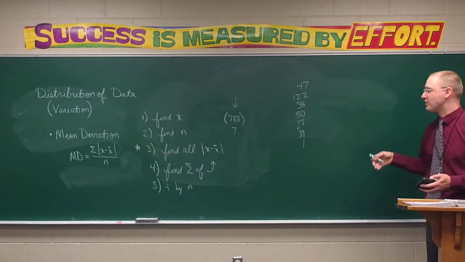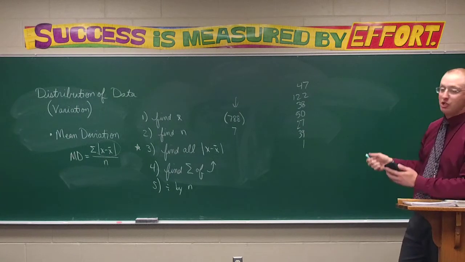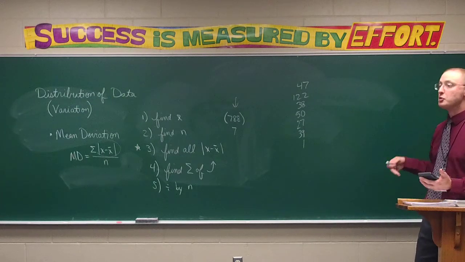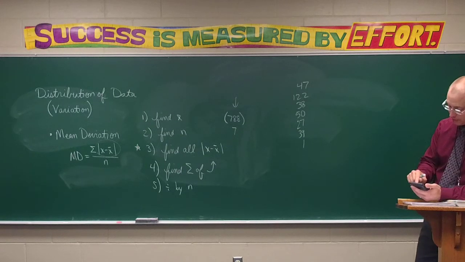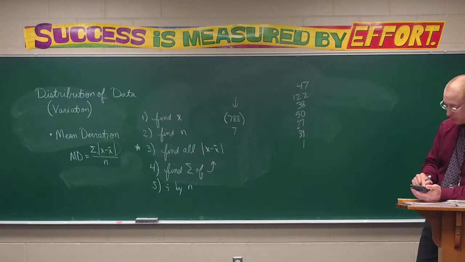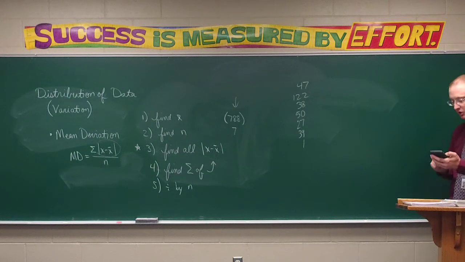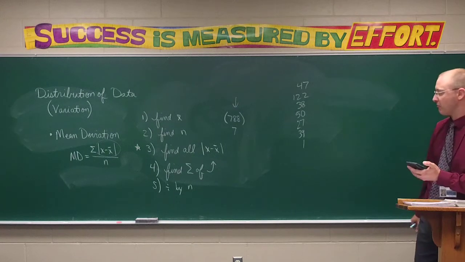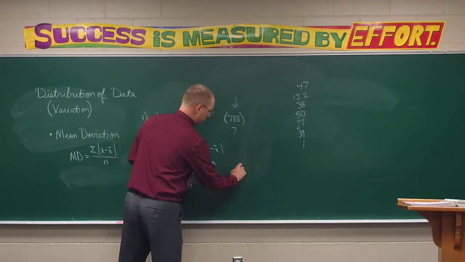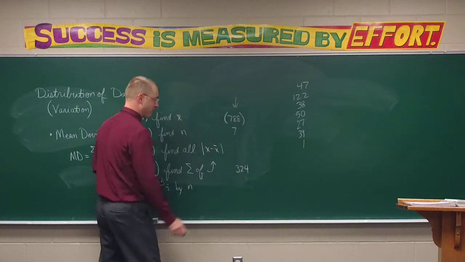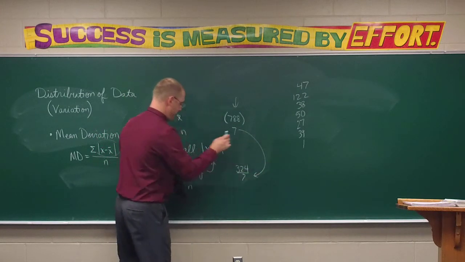What we want to do now is find the sum of these differences. Now again, you don't have to use statistical mode for this. You could, or you could just add them all together. I'm going to still use statistical mode. I'm going to turn it off and back on again to clear it. 47 sigma plus, 22 sigma plus, 38 sigma plus, 50, 27, 39, and 1. And I'm going to use second function sigma plus. Again, that's that open parenthesis to give me the sum of all the individual deviations. 324. And then finally, class, we divide it by 7.